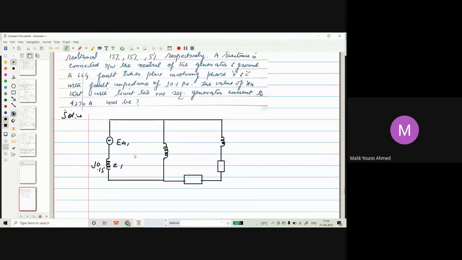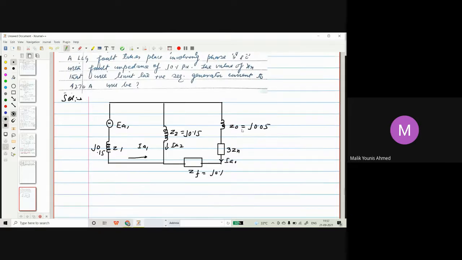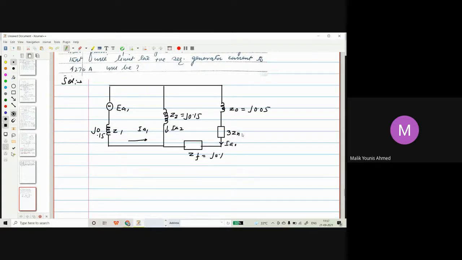Z1 is J1.5, given in the question. Z2 is J0.15 again. This current is IA2, so this is IA1 and this is IA2. We have drawn it yesterday. ZF is also given as J0.1. Then this is your IA0, and this is 3Zn. We know the others, but we don't know the value of this one. We have to find Z0. If you have understood that, I don't think there will be any problem in the GATE.